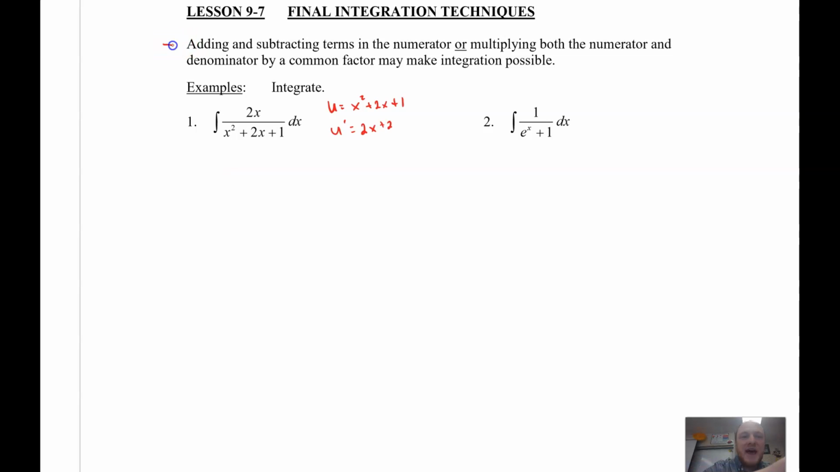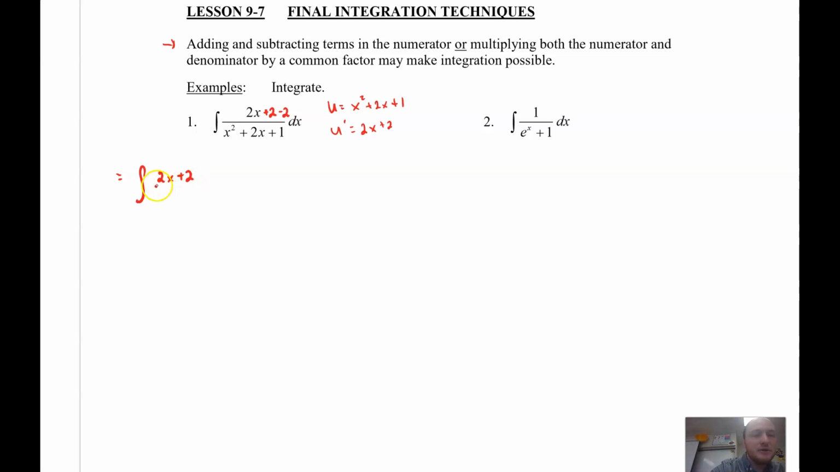Here they say adding or subtracting terms in the numerator is one trick that you can do, right? So you agree I can add 0 to something, and it stays the same. It's called the additive identity. Well, if I add 2 here, I want to still add 0, so I have to subtract 2. Now what I've done is I've put in our hook.